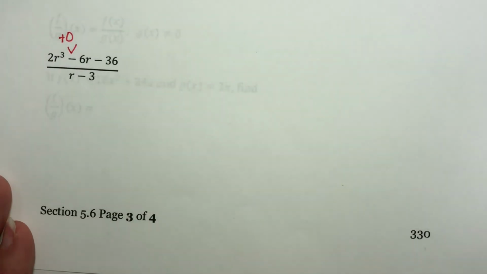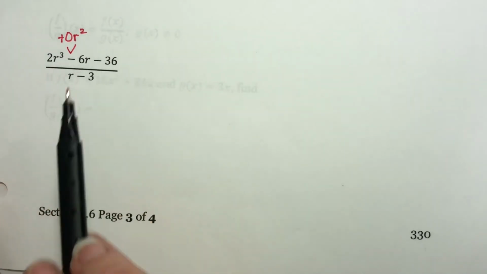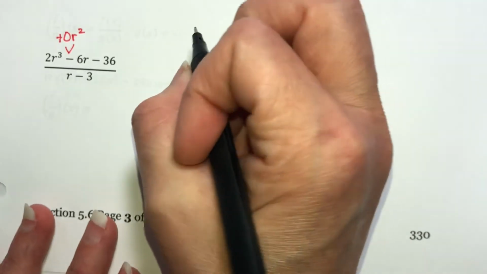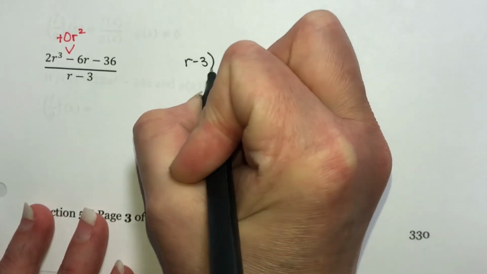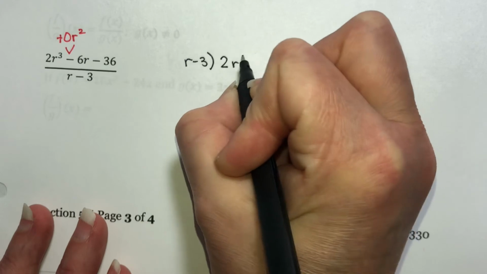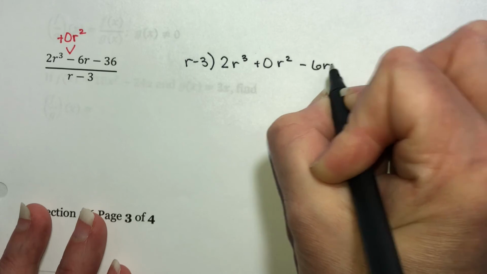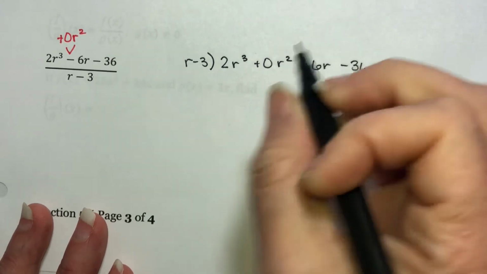Every time you have something skipped, you're going to put it back in by doing plus 0 times whichever one you're missing. So 0r squared. We know that 0 times r squared is 0. And so we'd be adding 0, which doesn't change anything. So mathematically, I have not changed the numerator at all. But I really need this spot or things get all messed up. When you set this up, you have r minus 3 divided into 2r cubed plus 0r squared minus 6r minus 36.